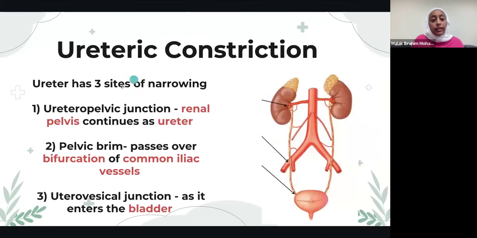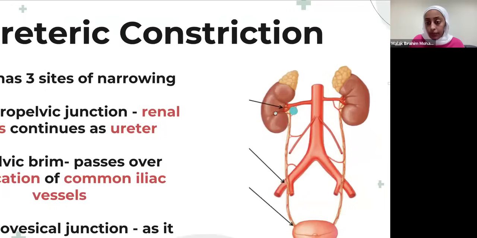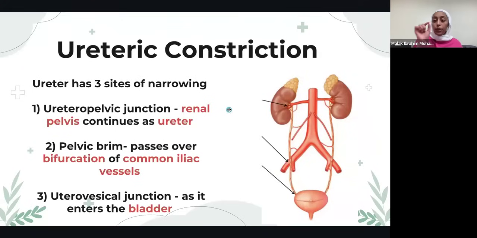Okay. And now the ureter has 3 sites of narrowing. This is very important to know. You can see that here's the kidney, and this is the pelvis, and the pelvis is going to change here into the ureter. The part where the pelvis changes into the ureter is called the uretero-pelvic junction. So the ureter is not just one uniform tube; it has narrowing at 3 different points. The first narrowing is when the pelvis changes into the ureter. This is your first narrowing.